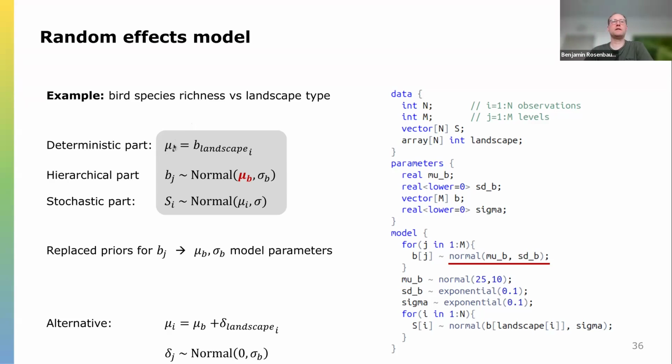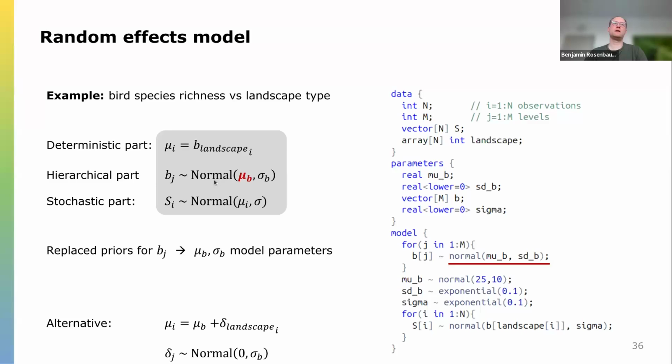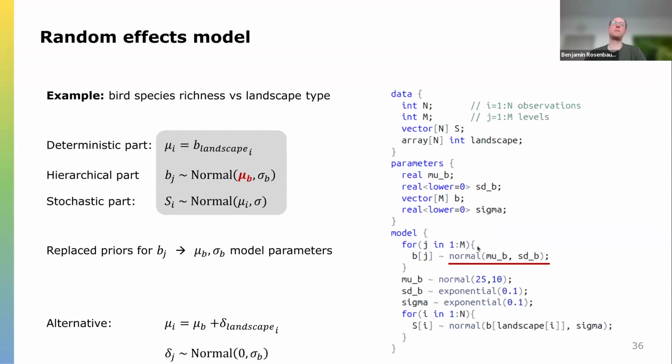Okay, again, the deterministic part here is the same. The only thing we are changing is that now these B values do not have a classical prior distribution with some fixed values. Now we leave these values as additional parameters.